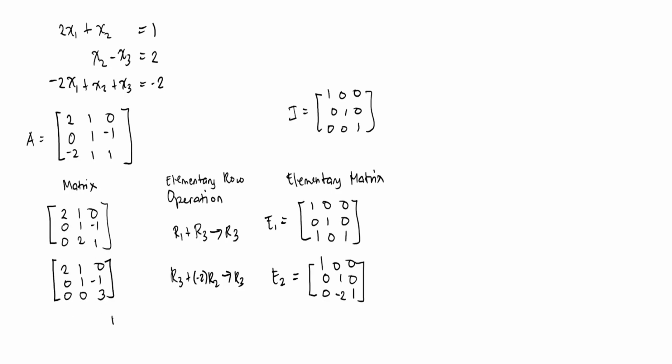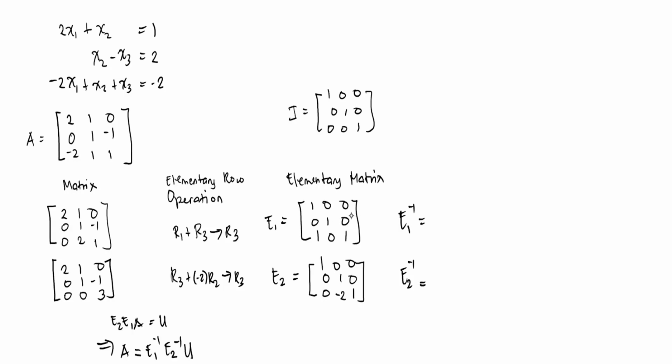So that is E sub 2 times E sub 1 times A is equal to the upper triangular matrix U. This would imply that A is equal to the inverse of E sub 1 times the inverse of E sub 2 times U. So we get the inverses of these elementary matrices.